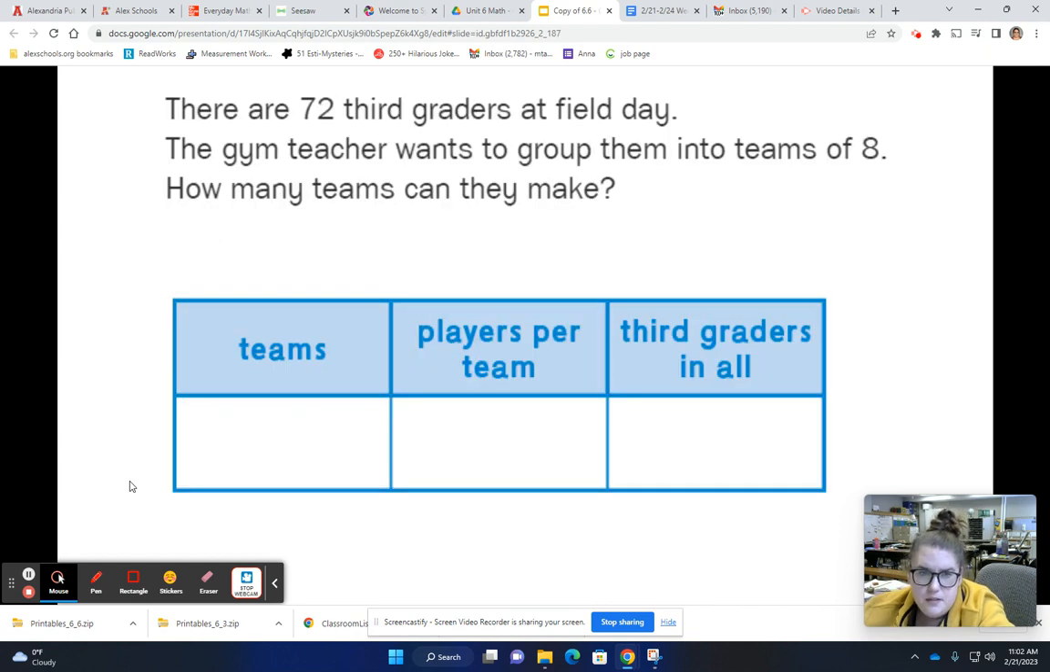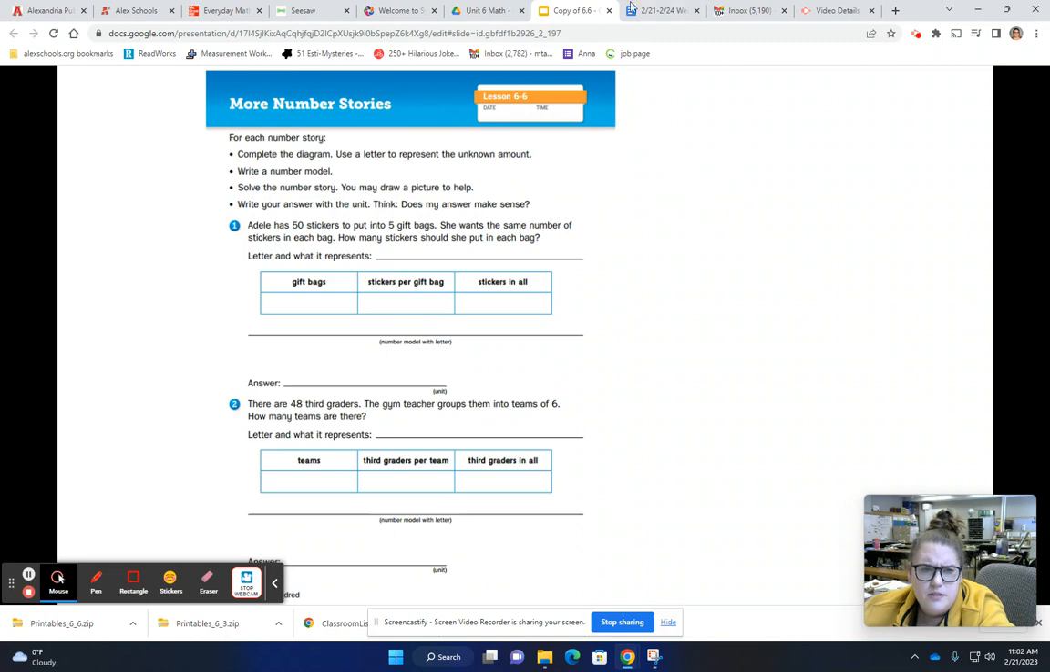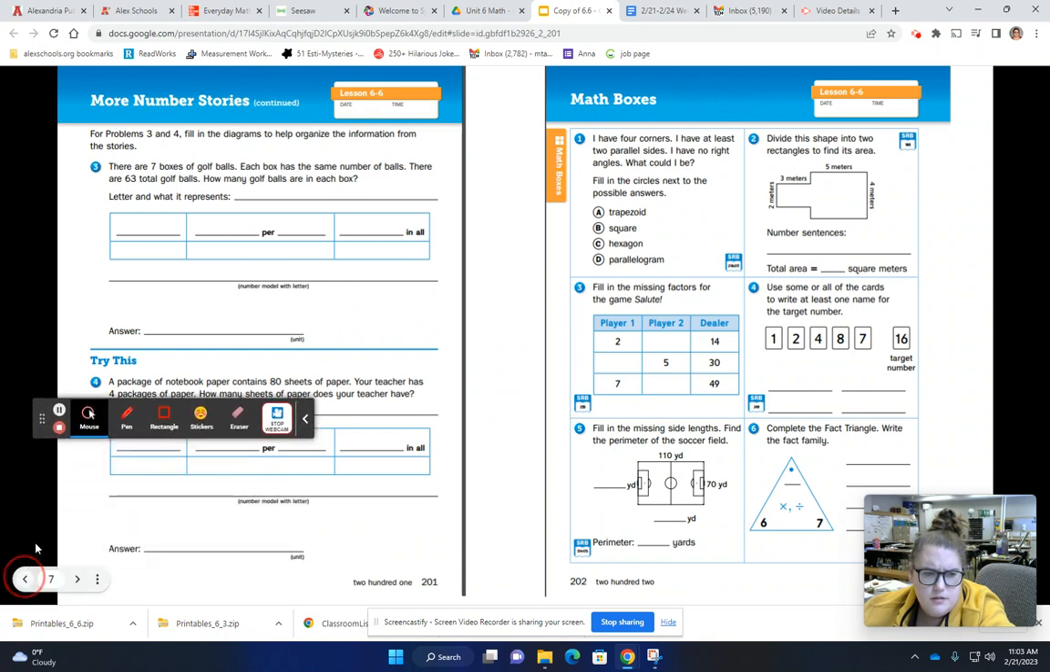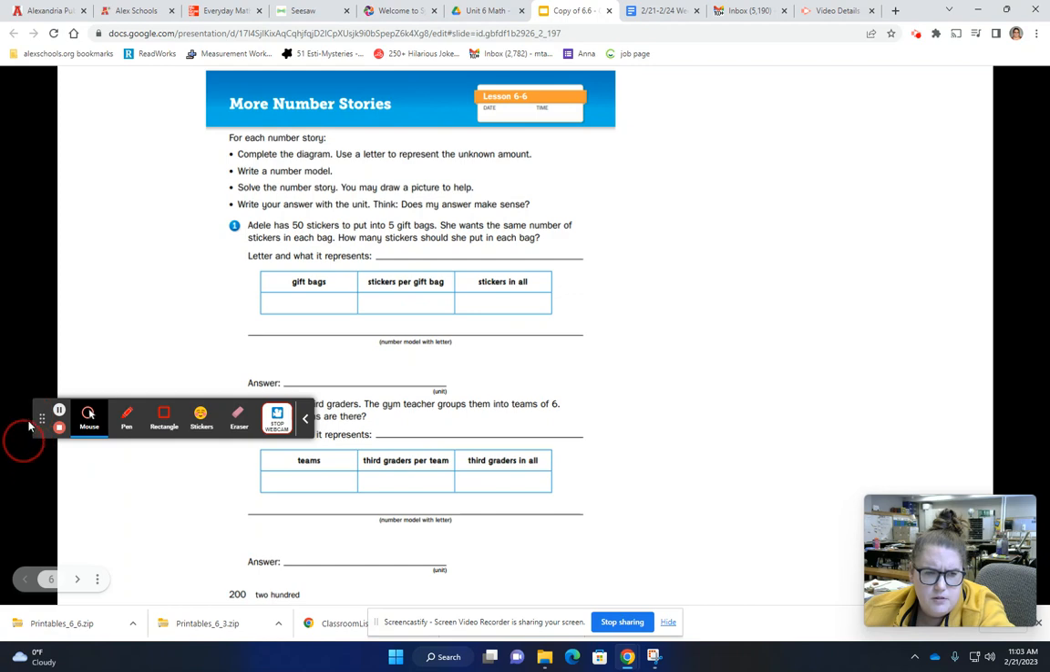Okay, let's try another one. There are, actually, I want to go to, let's go to our math book page. I jumped ahead. Let's go to our math book page. I think it'll make a little bit more sense if you do it with me. Sorry, I'm getting a little click happy, I guess.